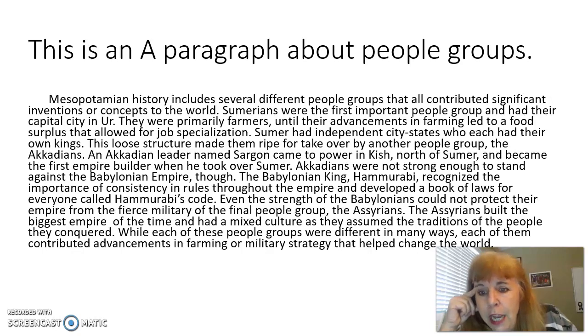The Babylonian king Hammurabi recognized the importance of consistency in rules throughout the empire and developed a book of laws for everyone called Hammurabi's Code. Even the strength of the Babylonians could not protect their empire from the fierce military of the final people group, the Assyrians. The Assyrians built the biggest empire of the time and had a mixed culture as they assumed the traditions of the people they conquered.